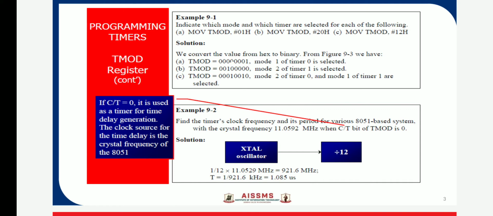We know that here the crystal oscillator frequency is divided by 12 to get the time period. Here the crystal frequency is given as 11.0592 MHz. So if we divide this frequency by 12, we get 921.6 kHz frequency. So our time period is 1.085 microseconds. If the counter/timer bit is 0, it is used as a timer for time delay generation, and if it is 1, then we use it as a counter.